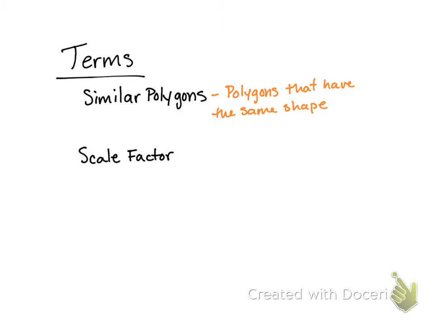These are typically different sized polygons, and we're going to talk about what these maybe look like. Our symbol for similar is a little squiggly line. We might say that triangle ABC is similar, like that, to triangle XYZ. So that's our little similar symbol. This is different than congruent. Congruent means that they are the same shape and the same size, and similar just means that they're the same shape.